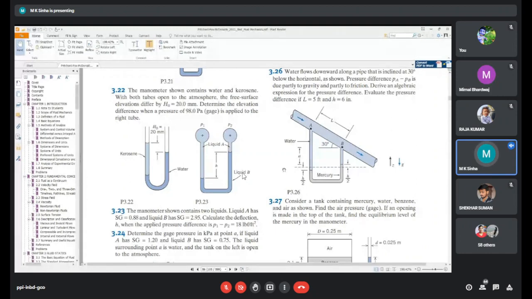The manometer shown in the figure contains water and kerosene with both tubes open to the atmosphere. The free surface elevations differ by H0, 20 millimeter. Determine the elevation difference. First, that is the given free surface elevation, when we apply the pressure of 98 Pascal to the right tube.